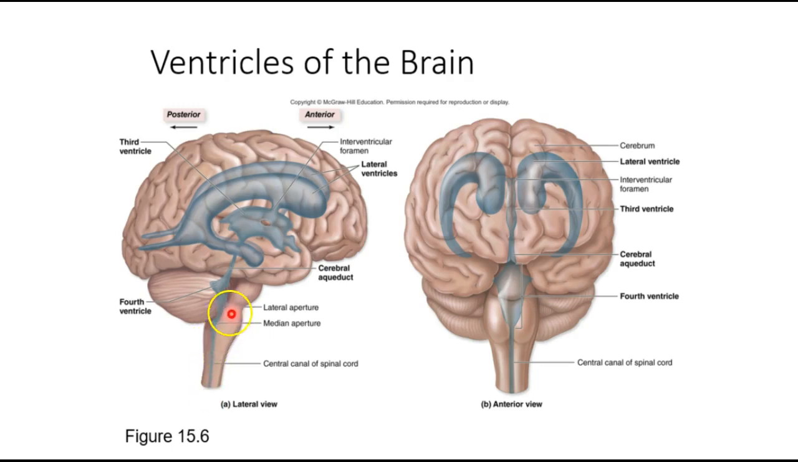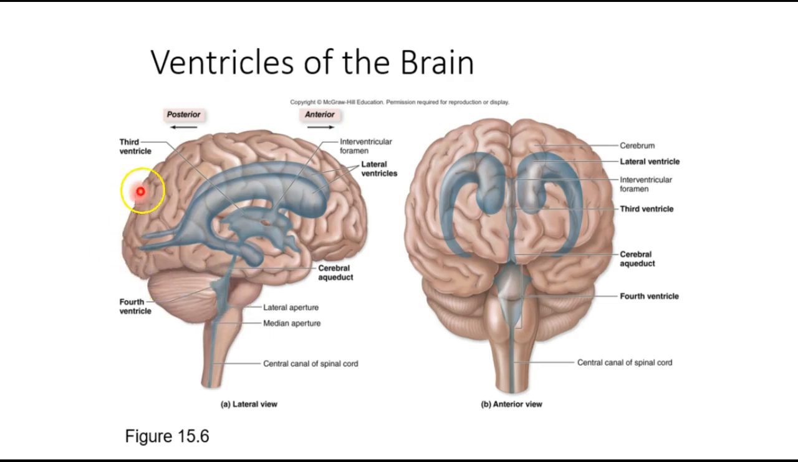There are also some apertures. What's an aperture? Say it loud. Somebody said it, but it was really quiet. What's an aperture? Any photography people? An opening, yeah. So on your camera, your aperture can be smaller or wider, let in less light, let in more light. Helps you focus on things too. So you have 2 lateral apertures and 1 median aperture. And those apertures lead to the subarachnoid space.